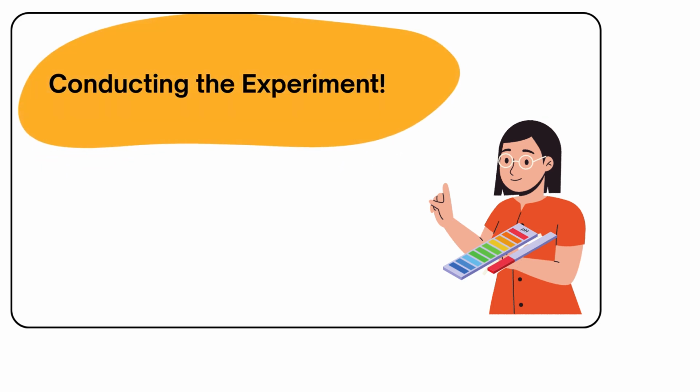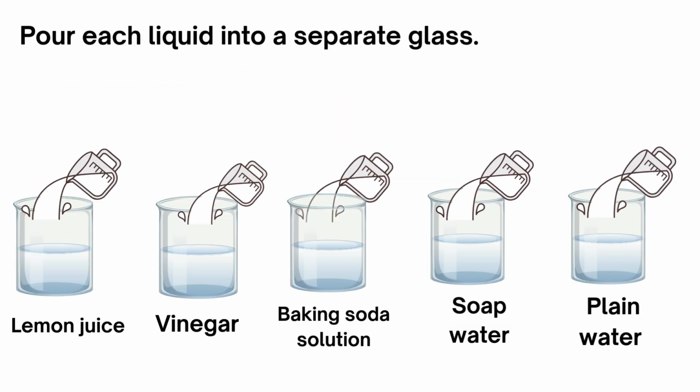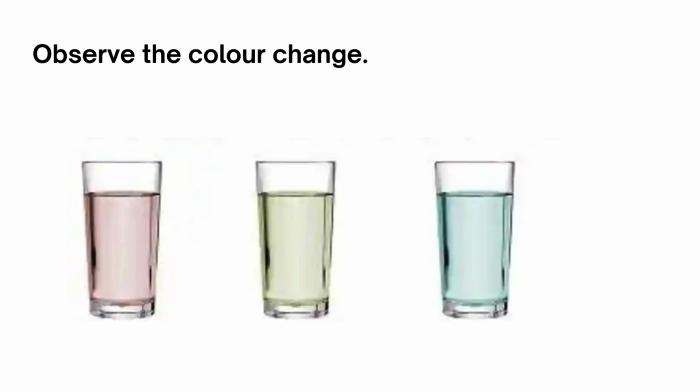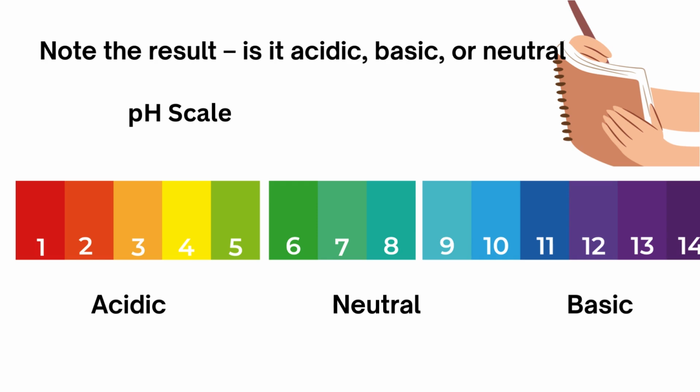Conducting the experiment. Step by step. Pour each liquid into a separate glass. Add a few drops of universal indicator to each. Observe the color change. Compare the color to the pH scale chart. Note the result, is it acidic, basic, or neutral?